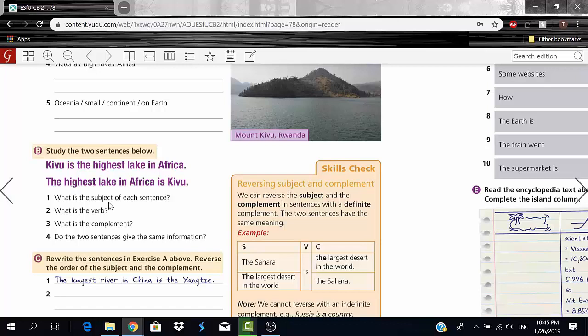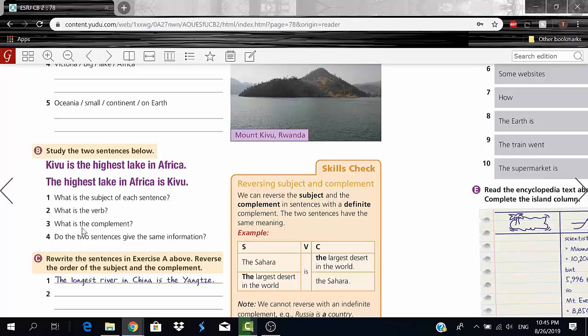So what is the subject of each sentence? What do you guys think? That's correct. For number 1, it's Kivu, because right after that we have a verb. So Kivu is the subject. What about the second one? That's correct. The highest lake in Africa, that's the subject. So literally opposites. What is the verb? The verb in the two sentences is is and is.